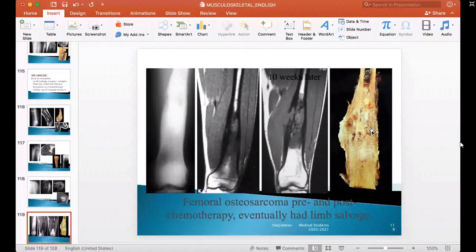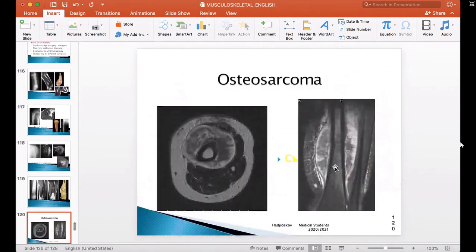This is an osteosarcoma, pre and post chemotherapy. Eventually, this patient will have limb salvage, but we are not completely sure, because this is the typical Codman triangle. You remember this type of malignant periosteal reaction called the Codman triangle from the beginning of the lecture. This is indicative of malignancy. Ten weeks later, we have this image here, and probably he will not lose his leg.